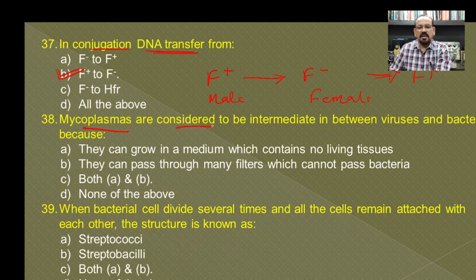Then, mycoplasmas are considered to be intermediate between viruses and bacteria because, first, they can grow in a medium which contains no living tissue, and it means that this is a bacterial characteristic, that it can grow on culture media. Then they can pass through many filters which cannot pass the bacteria, which is the characteristic feature of the viruses. It means that both A and B are correct, because of that the mycoplasmas are placed in between the viruses and bacteria.